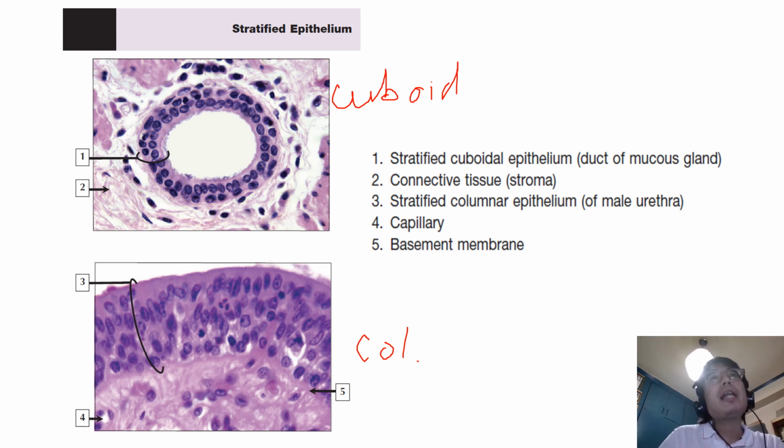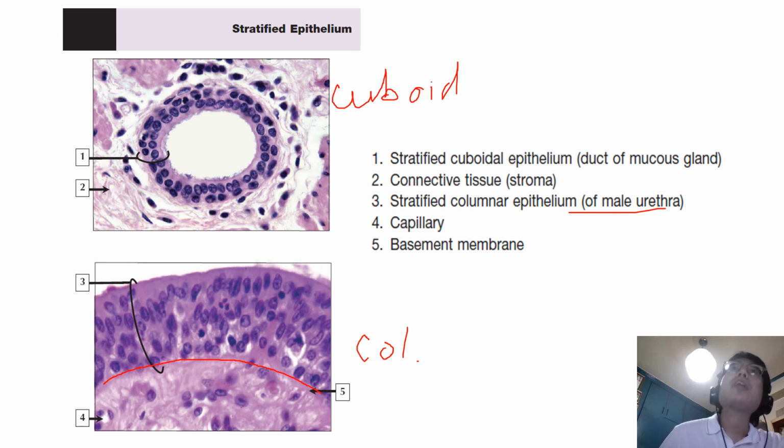Dissecting the different labeled parts here, first, again, this is stratified cuboidal epithelium, specifically in the duct of a mucus gland, and surrounding it is connective tissue stroma. In the stratified columnar epithelium below, this is the stratified columnar epithelium of a male urethra. Below it are some capillary vessels, and in the basal layer of the stratified columnar epithelium is the basement membrane, or BM.